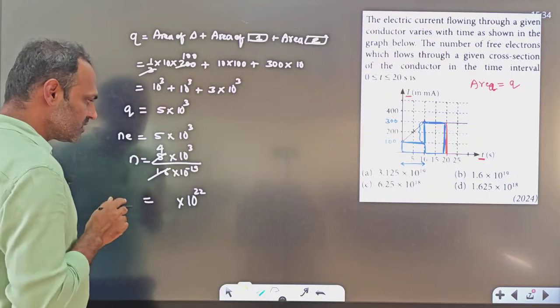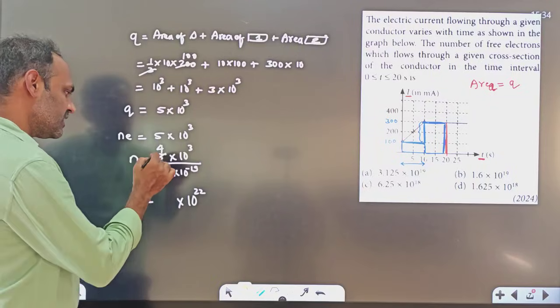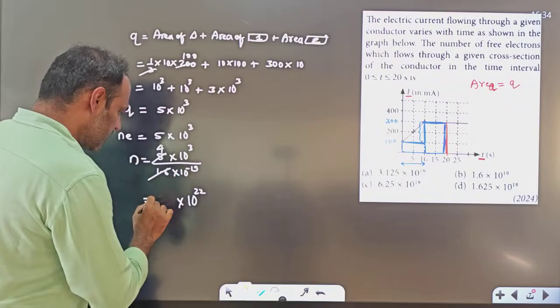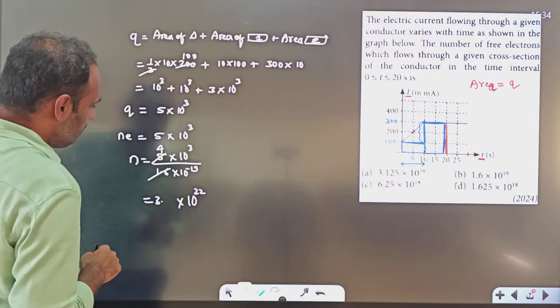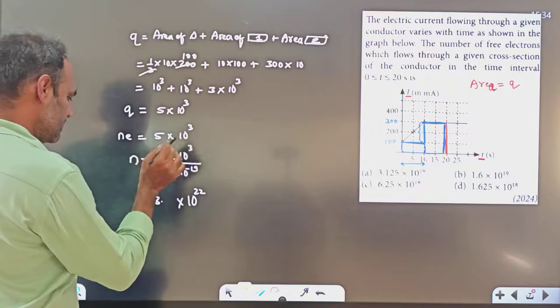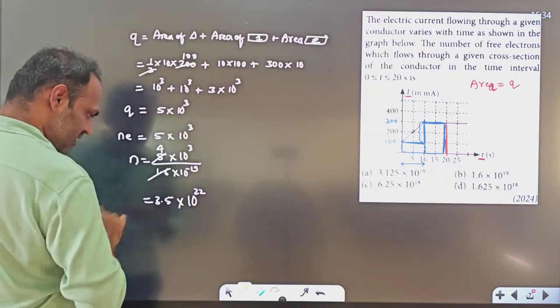Minus 19 going upward becomes plus 19, plus 3 will be 10 to the power plus 22. So this has to be 3 point something into 10 to the power plus 22. Less than 4, so let me take 3.5. Okay, let us take it as 3.5.